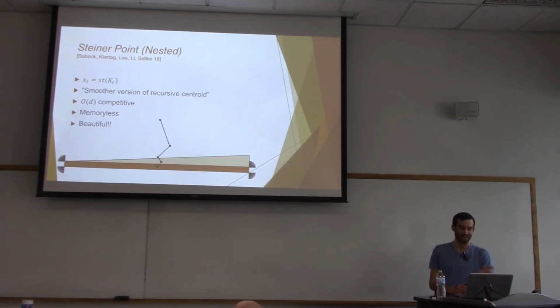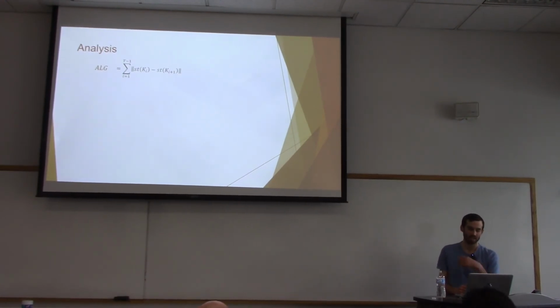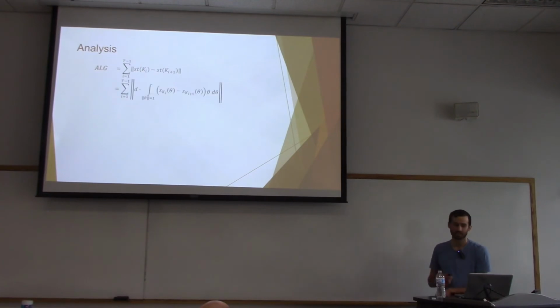This algorithm has a one-line statement and a one-page proof, which I'll show you on the next line. So if you don't understand this proof exactly, don't sweat it too much. It's not the most important part of this talk. But the cost of the algorithm is just the sum over all time of the distance of consecutive Steiner points.